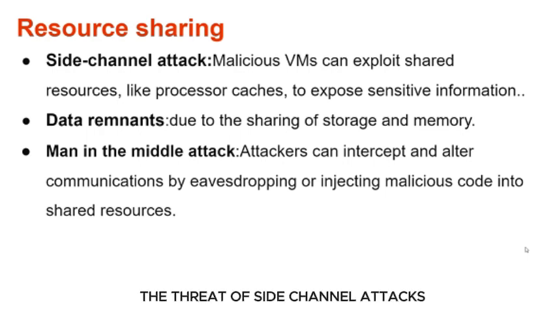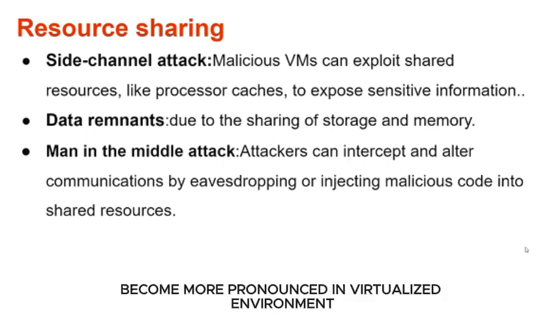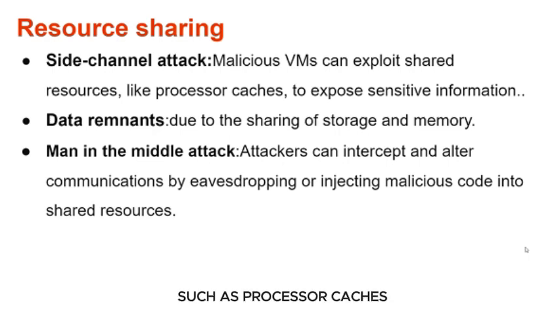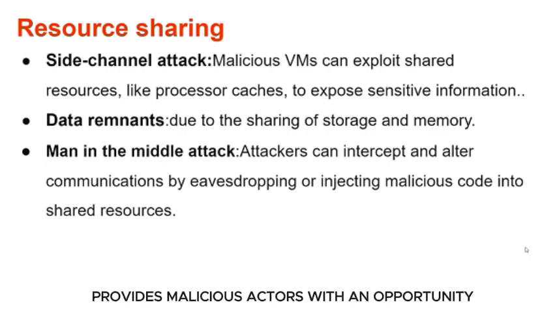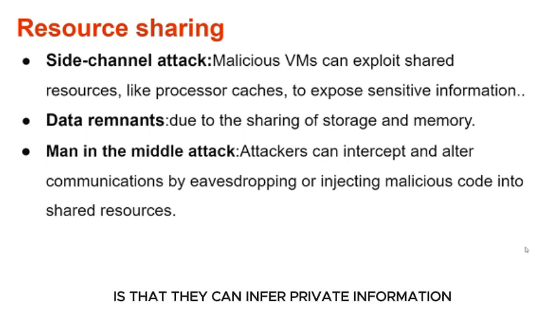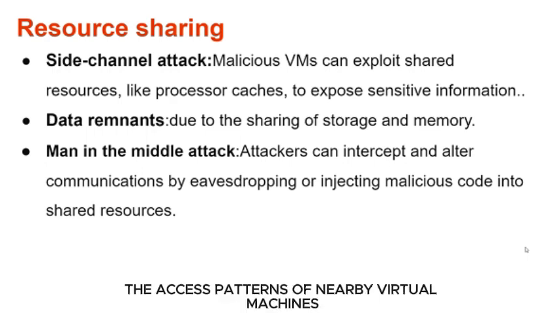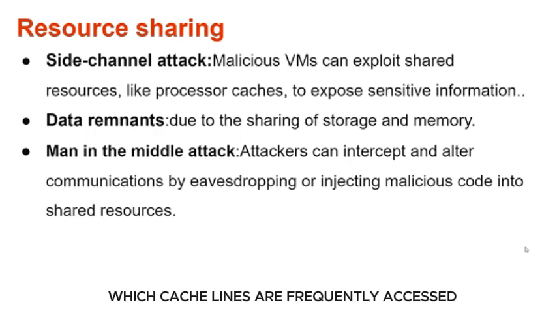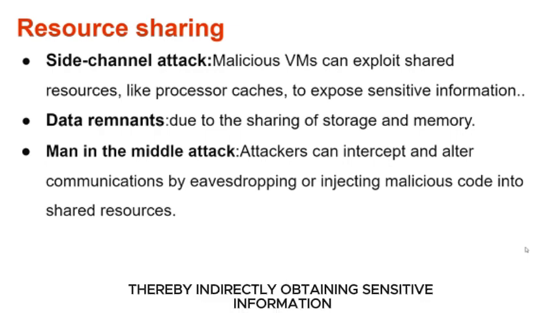The threat of side channel attacks becomes more pronounced in a virtualized environment, mainly because virtual machines share key resources, such as processor caches. This sharing scenario provides malicious actors with an opportunity where they do not need to directly access sensitive data. Instead, they can infer private information by observing and analyzing the access patterns of nearby virtual machines to these shared resources. For instance, by monitoring which cache lines are frequently accessed, an attacker might deduce the operations being performed by other virtual machines, thereby indirectly obtaining sensitive information.